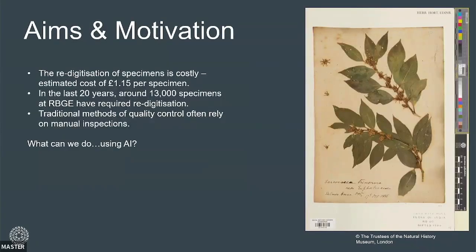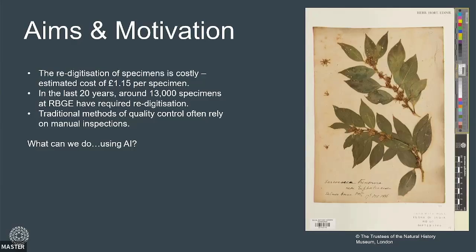Okay, no. So this project relates to that sort of digitization. Digitizing a specimen is one thing, but what if the digitization didn't go well? Then we may have some problems. It's estimated that the cost of redigitization is about £1 per specimen, which might not sound a lot, but when you add up the amount of herbarium sheets out there, that can be a lot.